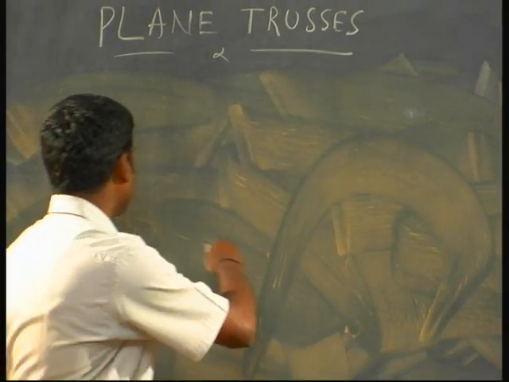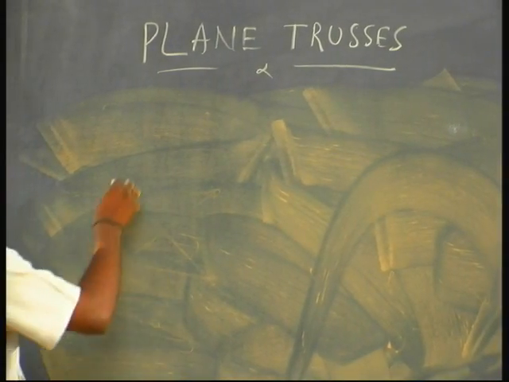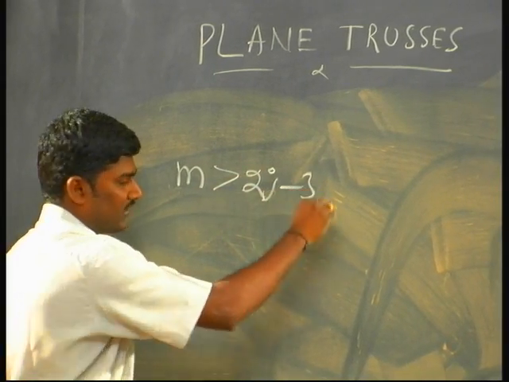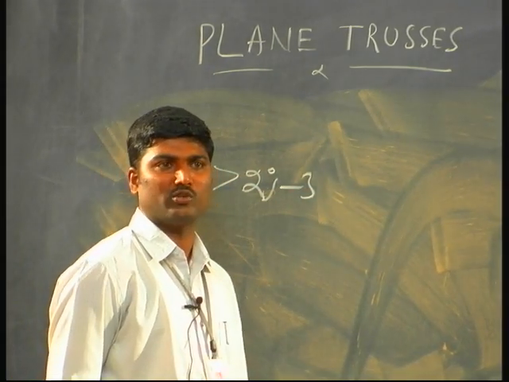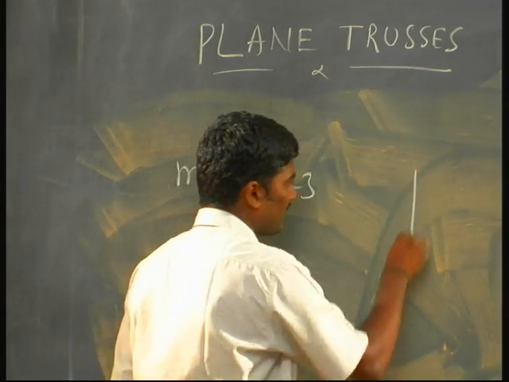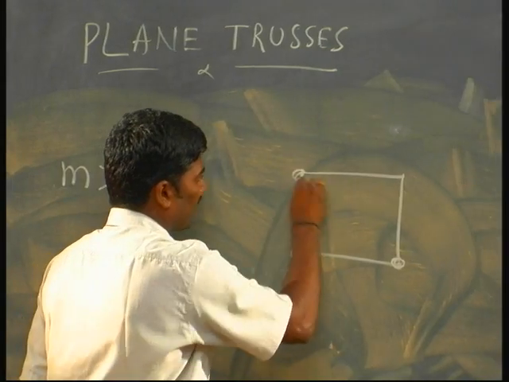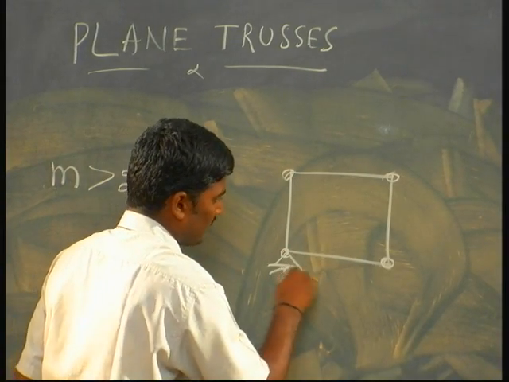Now there is a question from one of the rooms. The question is, I said m is greater than 2j minus 3. If m is greater than 2j minus 3, I said there is a problem. Means it is not a problem.